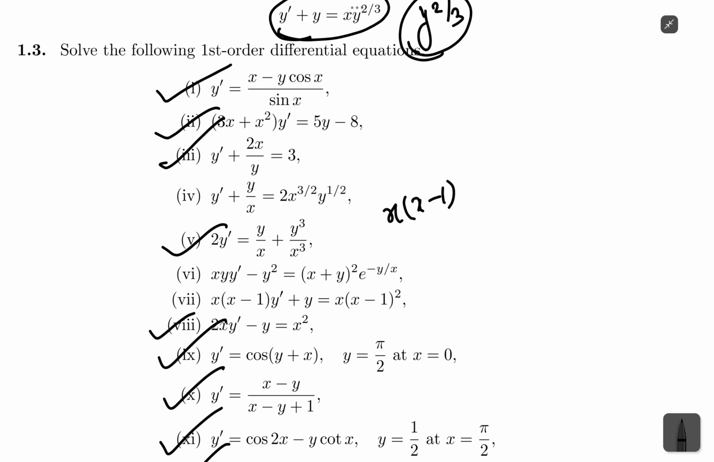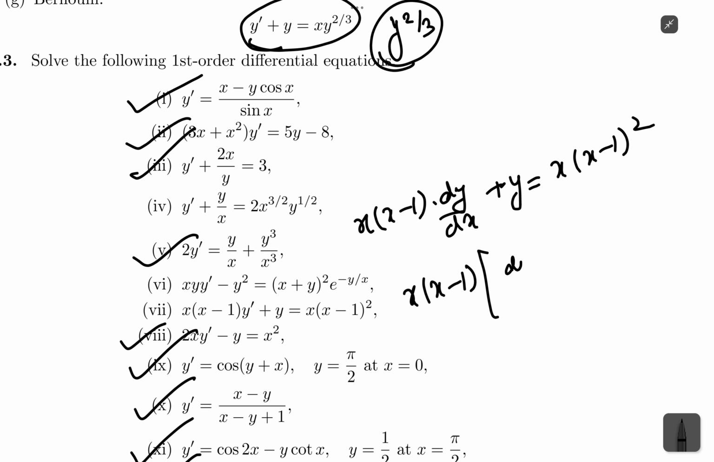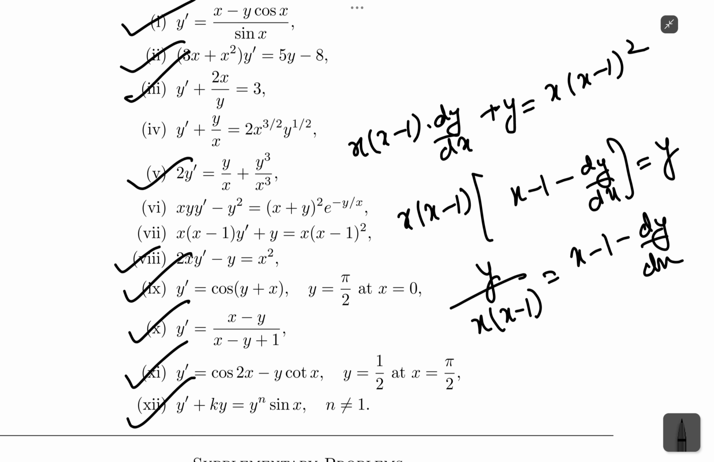x times (x minus 1) times dy by dx plus y is equal to x times (x minus 1) squared. So for this, do I need to make this as dy by dx? No, (x minus 1) minus dy by dx is equal to y upon x times (x minus 1) equal to x minus 1 minus dy by dx. Oh, alright, so this is also a linear differential equation.